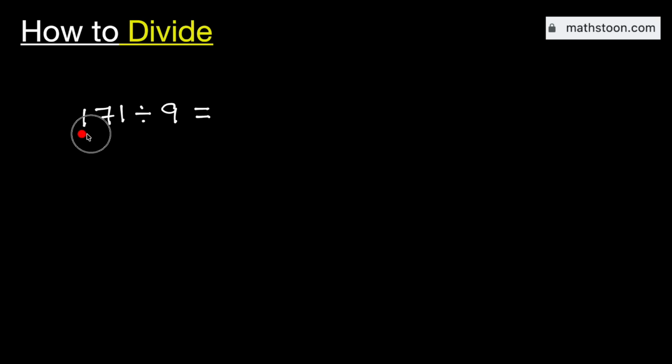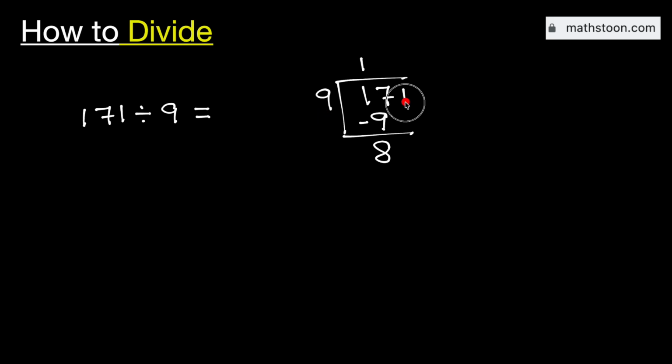In this video, let us learn how to divide the number 171 by 9 using the long division method. See that 1 is less than 9, so we will consider the number 17. We know that 9 times 1 is equal to 9. Subtract, we get 8. Now 8 is less than 9, that is why we will bring down this 1 here.